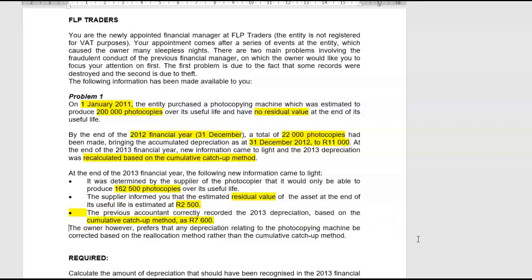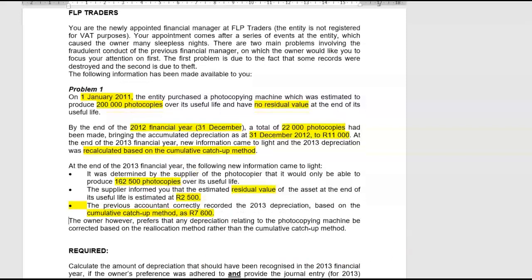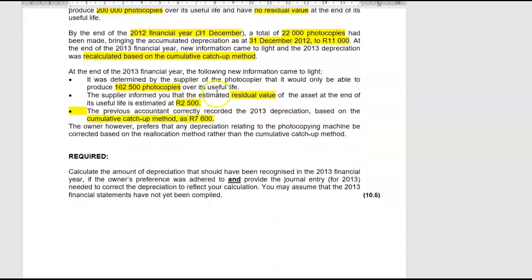Now, here they give us the depreciation after we've passed the adjustment entry based on the cumulative catch-up method, and that was 7,600 Rand. Immediately it should come to mind that with the cumulative catch-up method, any depreciation charge in that specific year where a change of estimate takes place consists of two components. The one is the catch-up component, where we catch up the sins of the past, and the other one is our actual depreciation for the year.